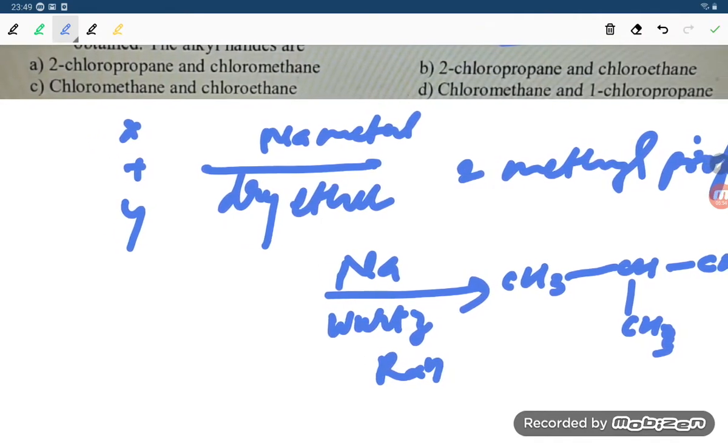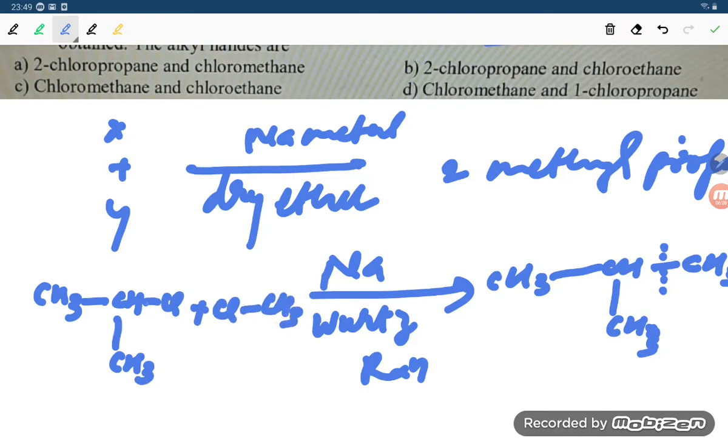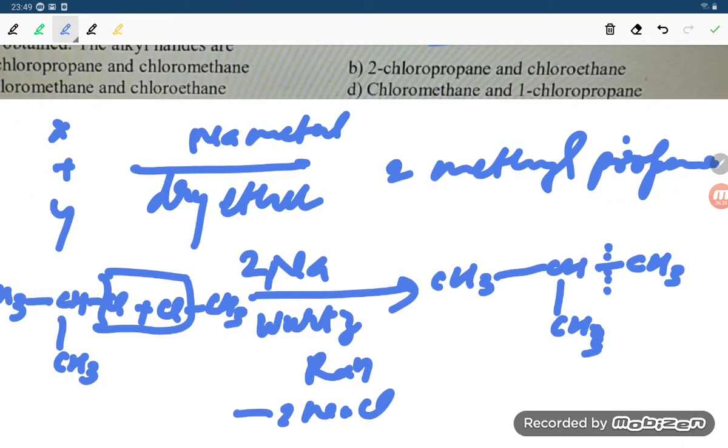Now how can you get it, student? You break any of the bonds here. So one will be what, student? If you are treating CH3CHClCH3, plus you can take again CH3Cl. So these 2 Cl will be coming out with 2 sodium metal, so minus 2 NaCl. So what will be there, student? CH3CH(CH3)CH3.